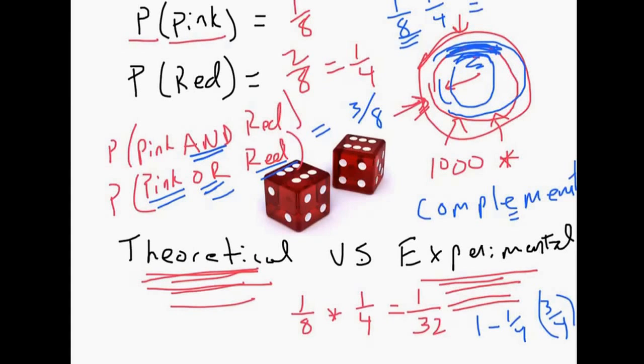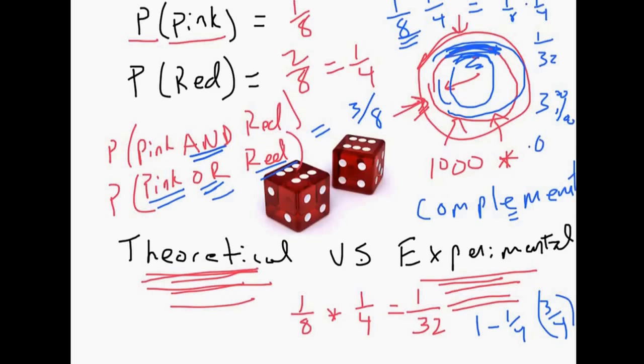That's why it's so hard to get pink and then red, because it's 1/8 of 1/4. So it's 1/32, roughly 3% of the time. If you think about our chart on the other page, 3%, 0.03 is very close to 0. It's not likely that that's going to occur with any frequency.